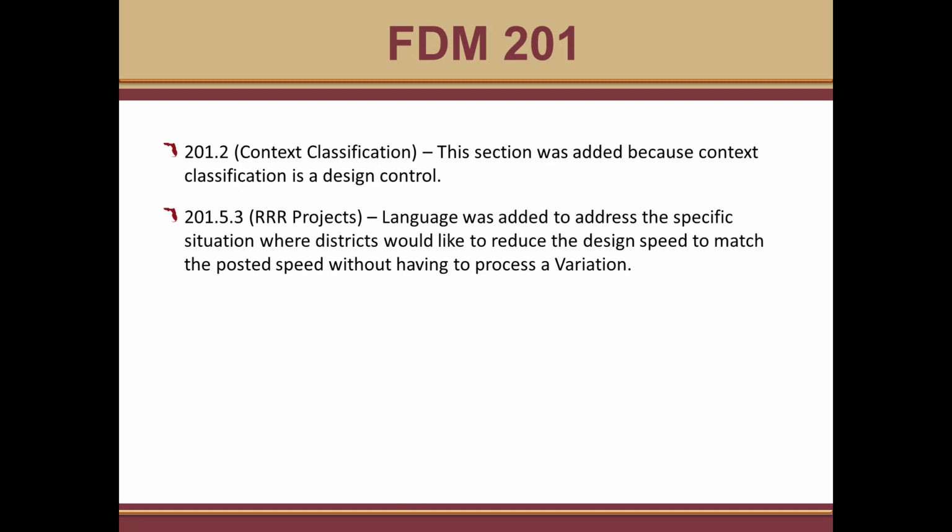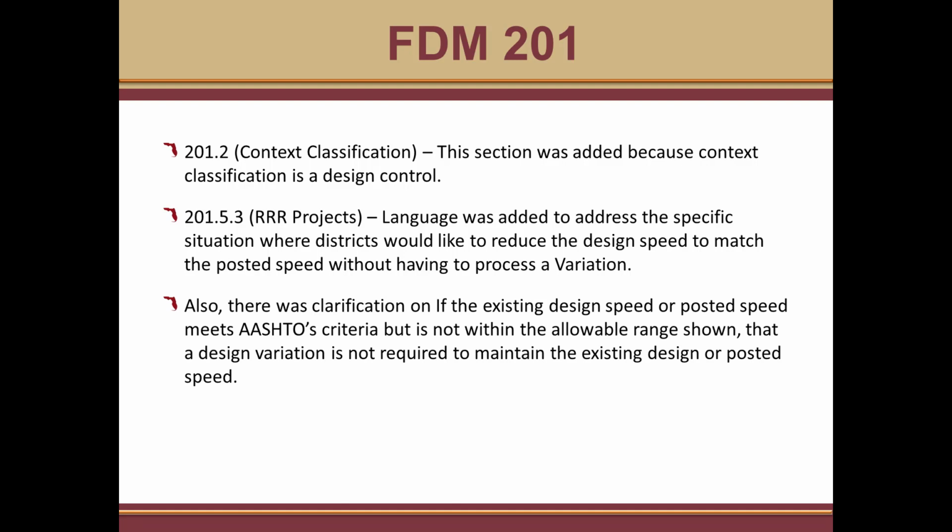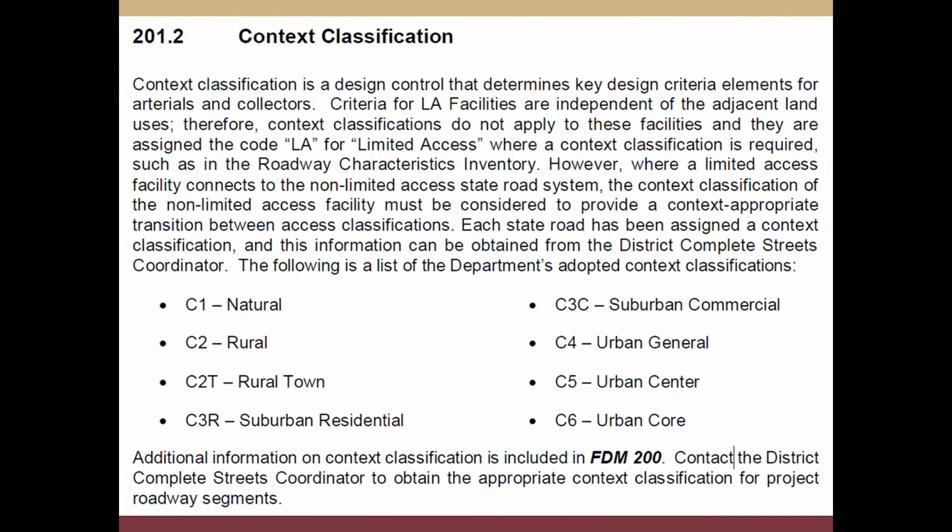We also added some language to clarify what can happen and what the options are for dealing with 3R projects, and which kinds of things might need a design variation and which things might not. We'll talk a little bit more about that. There was also a clarification related to that under FDM 201.5.3 relating to whether or not design speed needed to be changed based on posted speed and vice versa. And again, we'll talk about that in the presentation.